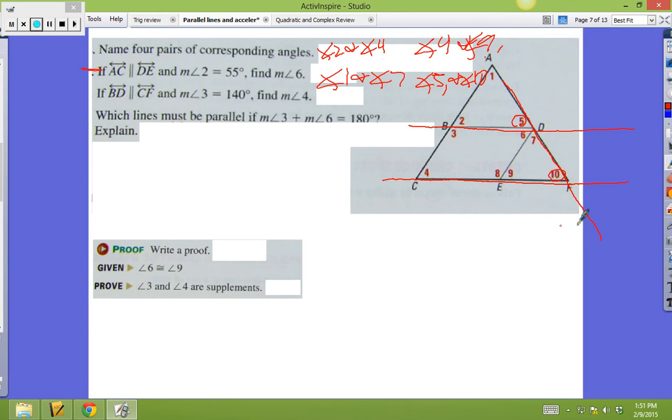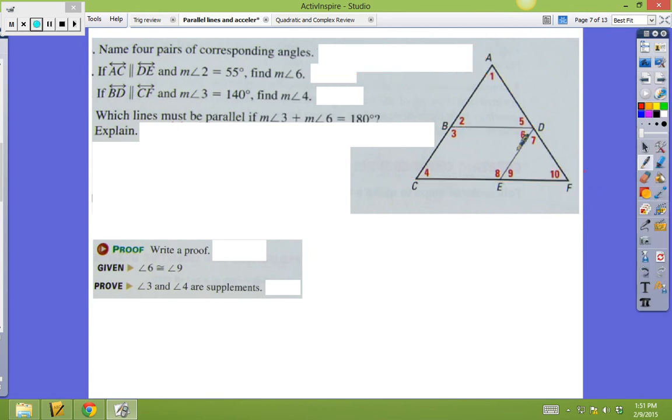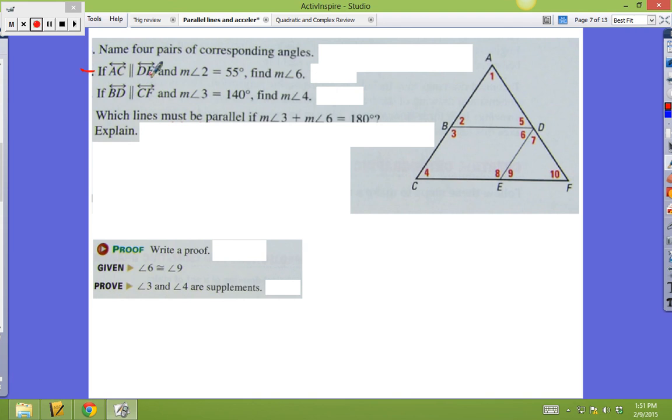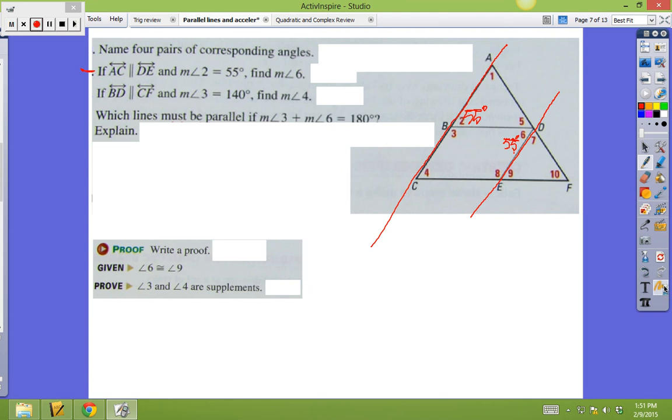Now the next bullet. If AC and DE are parallel, so AC, let me extend that out, is parallel to DE, and the measure of angle 2 is 55, so if 2 is 55 degrees, figure out how much 6 is. Okay, 2 and 6 are alternate interior angles, so they're congruent, so 6 must also be 55 degrees. And that's it. The next question.